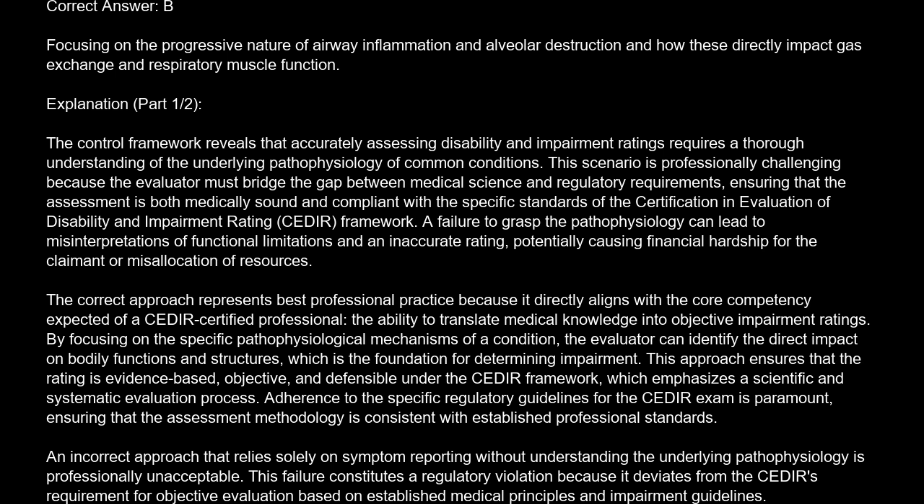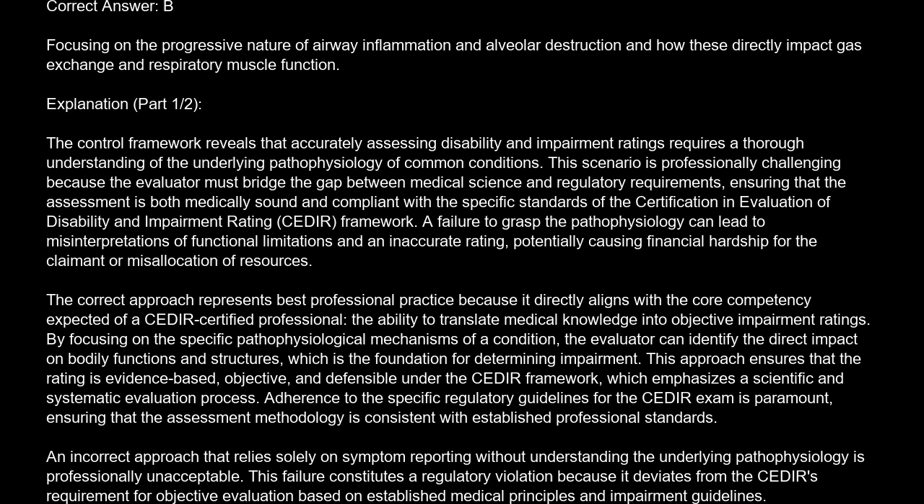muscle function. Explanation. The control framework reveals that accurately assessing disability and impairment ratings requires a thorough understanding of the underlying pathophysiology of common conditions. This scenario is professionally challenging because the evaluator must bridge the gap between medical science and regulatory requirements, ensuring that the assessment is both medically sound and compliant with the specific standards of the certification in evaluation of disability and impairment rating, CEDIR framework. A failure to grasp the pathophysiology can lead to misinterpretations of functional limitations and an inaccurate rating, potentially causing financial hardship for the claimant or misallocation of resources.